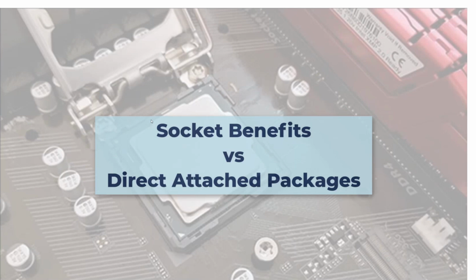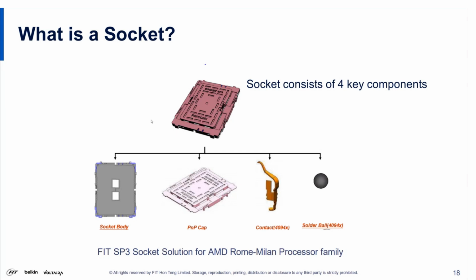What I'll talk about in the next slides are socket benefits versus direct attach. Again, direct attach is what you see out there when the IC is directly reflowed to a PCB. What is a socket? If you don't know what a socket is, a socket consists of 4 key components. You've got the injection molded LCP body of the socket, which the chip will go into and align to alignment walls within the socket. So it'll sit inside of a pocket.